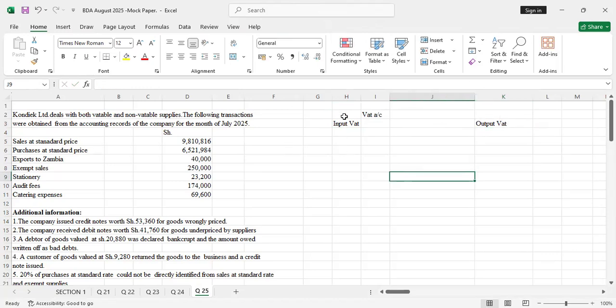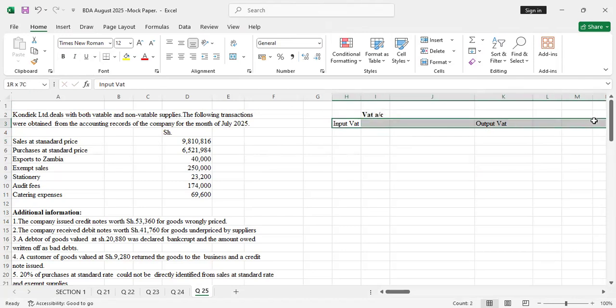Okay, so I'll highlight that, then maybe bold, then also of that I'll put the bottom border. So here the input. Yeah, so this question you have to understand what is input. Input regards to all purchases or services acquired by the company, Kondiek Limited, while the output are the sales or supplies made by Kondiek Limited. Yeah, so we're going to analyze this through the VAT account.